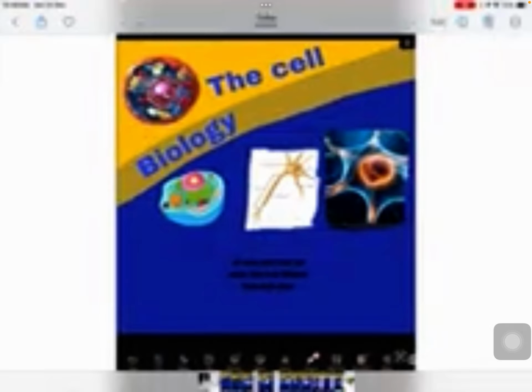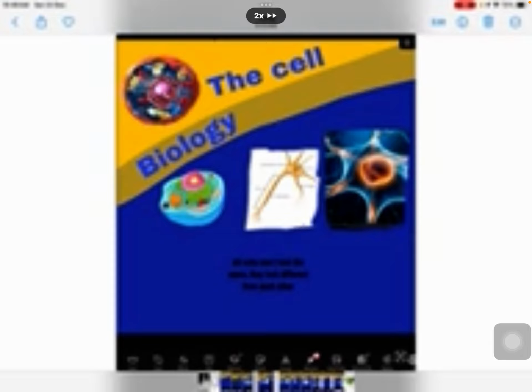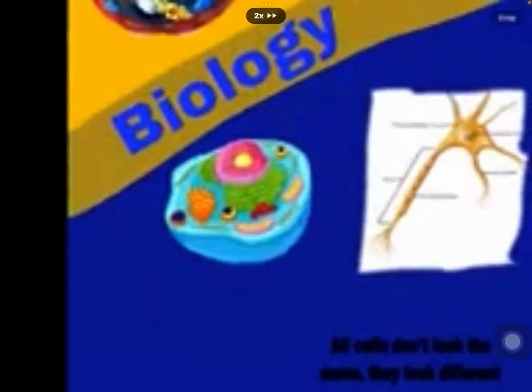The one on the west is the normal body cell, and the one on the east is the brain cell, and the one in the middle is the nerve cell. But see, all these cells are in our body. I already explained this. This is the nerve cell, this is the brain cell, and this is the normal cell.